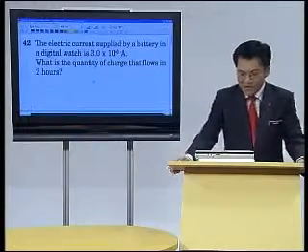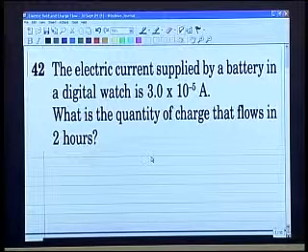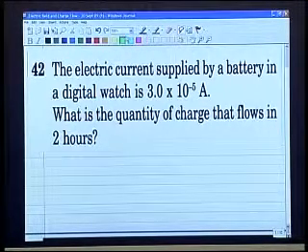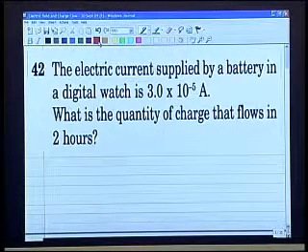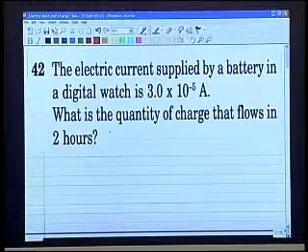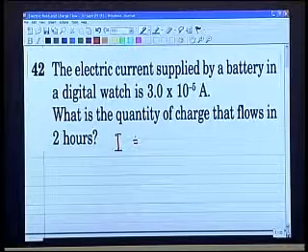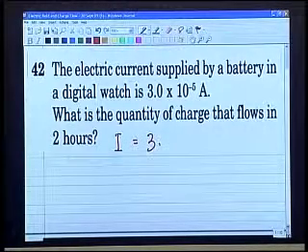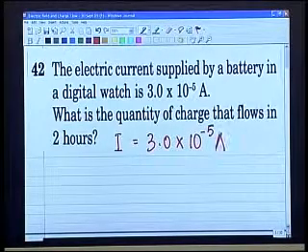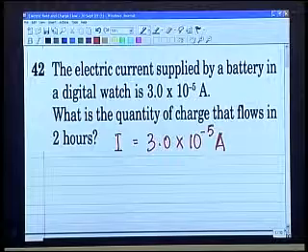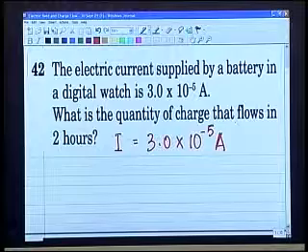All right? Now, the first thing that we need to write is this. What is given, we need to list it. So, we are going to list what is given. The current is given. So, the first thing that I would write is the current I equals 3 times 10 to the power of negative 5 amperes. The second thing that I would like to write down is this. The time given is 2 hours.